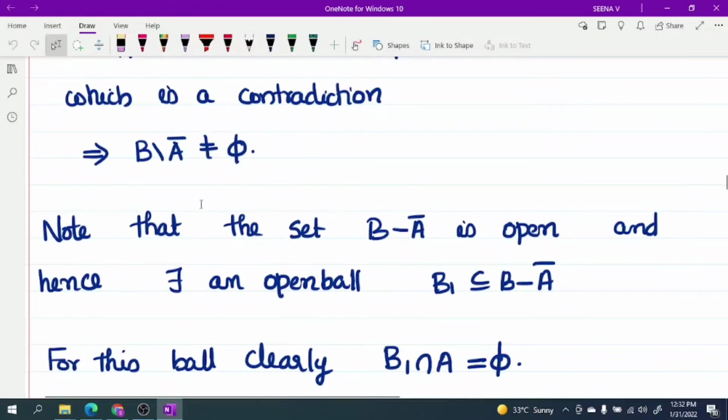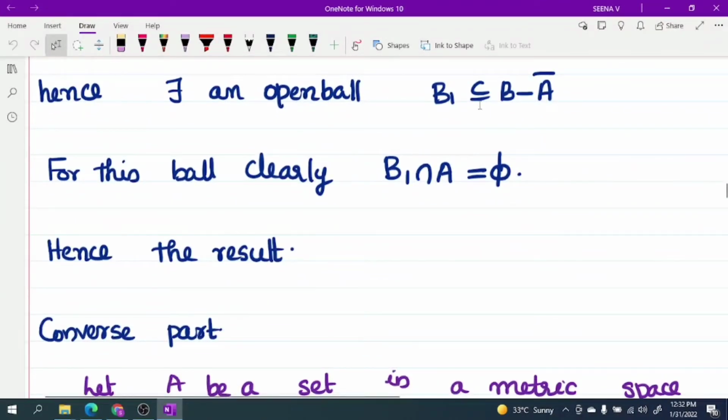So this is an open set. Okay, so B minus A bar is an open set, which means there exists an open ball B1 contained in B minus A bar. So for this ball B1, clearly B1 is completely contained in B minus A bar. That means all points of B1 are contained in B minus A bar. That means no points of B1 are contained in A bar.